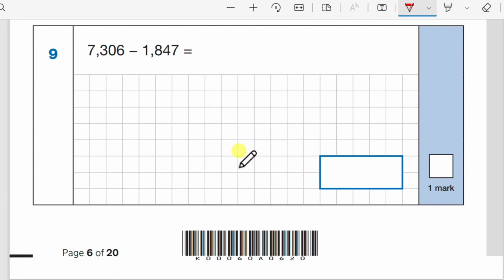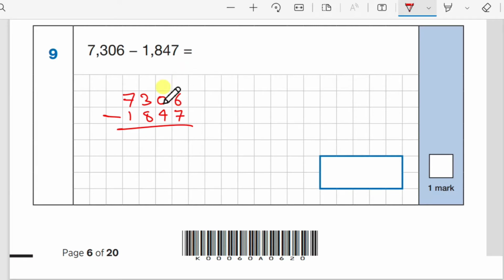Now for number 9, we got 7,306 minus 1,847. So let's lay this out in a nice column. So we got 7,306 and then 1,847. Put a subtraction sign, and let's try this out. So first things first, 6 take away 7 you can't do because 6 is smaller.